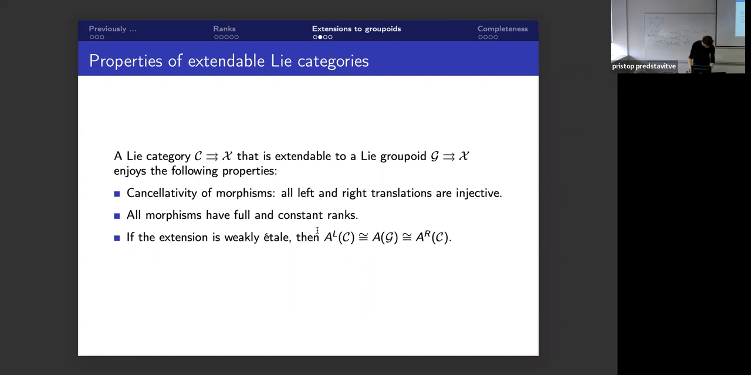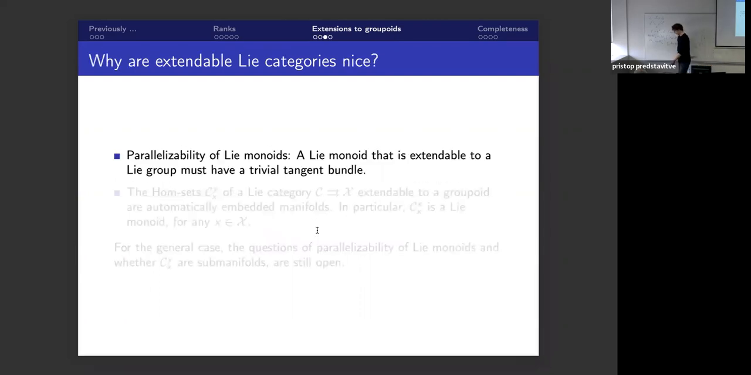Okay, if not, let's continue to maybe a bit less computational part. So, why are extensions nice? Well, first of all, they enable us to positively answer the question that we had in our previous talk. So, are Lie monoids parallelizable?